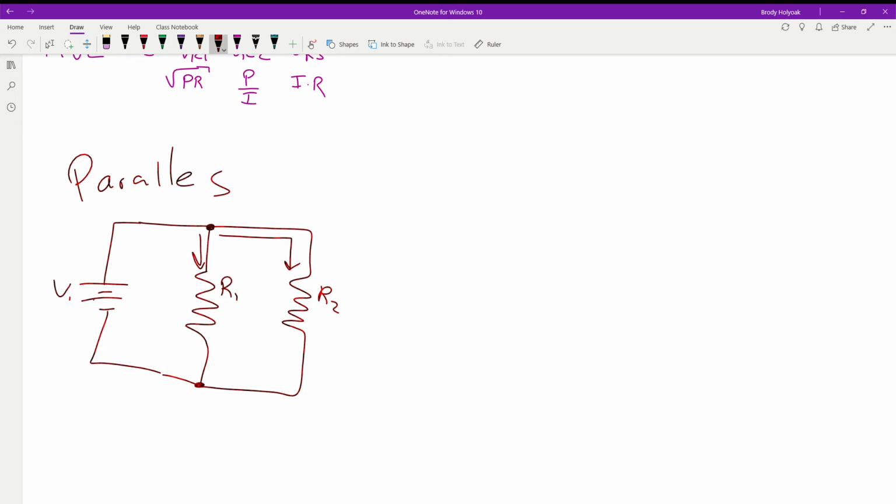Now, yesterday when I was talking about Kirchhoff's current law, what was that law stating? The current that goes into a node has to come out. So if we have this current, we're going to call it IR1. This current we're going to call IR2. We could also call it IA, IB, whatever.